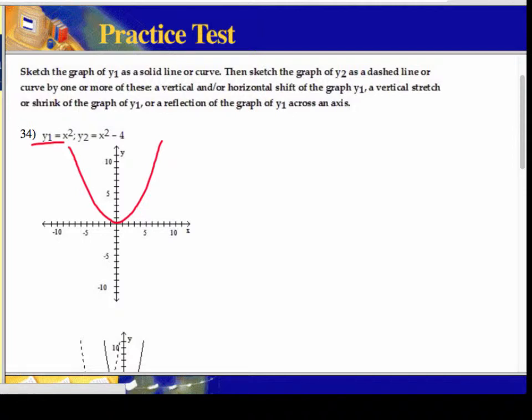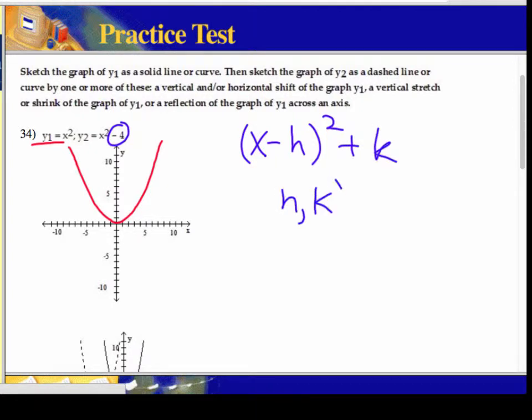What does this -4 do though? That's to the right. Well, since it's not in parentheses, it just moves it down. Yeah. So consider this, guys. I want to remind you of this: y equals a times (x minus h) squared plus k, where (h, k) is the vertex. Technically, we have an a in the front too, right? That's now my parent function.